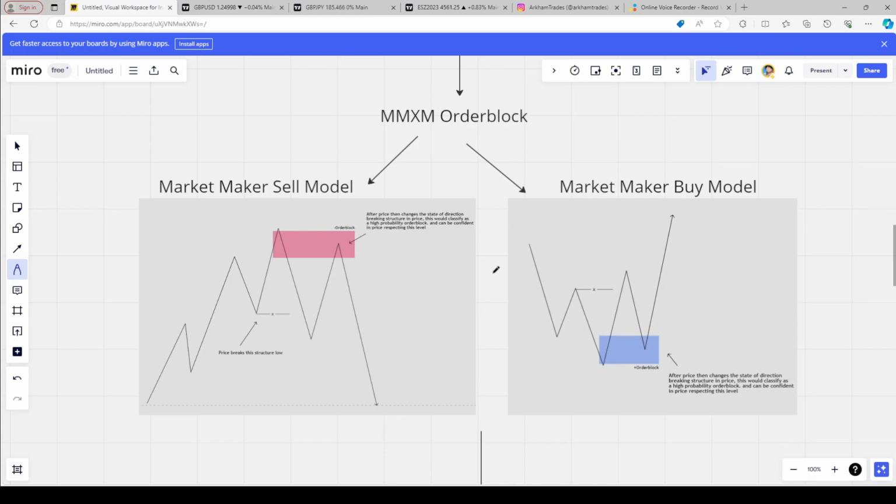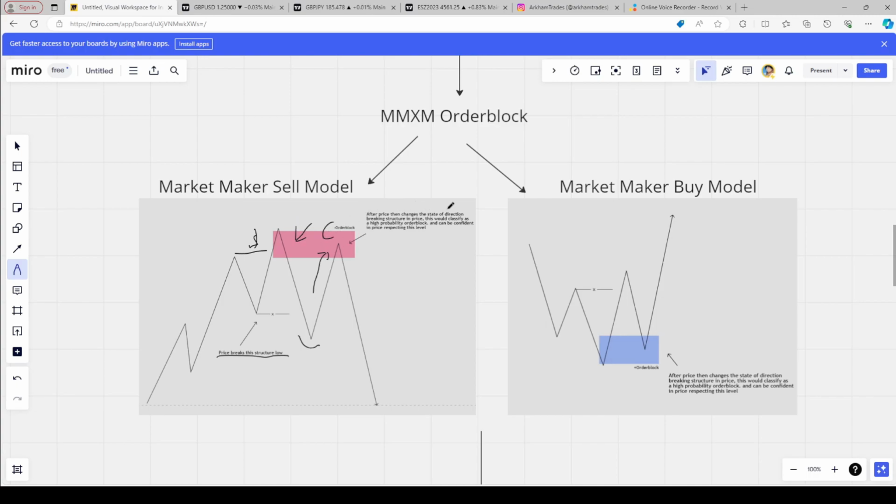So the first example I want to talk about is the market maker X model order block. We're going to start off with the market maker sell model. So overall, price takes out this liquidity. We then break structure to the downside. Price breaks this structure low. We then come back, pull back. This last up close candle, this is a high probability order block.